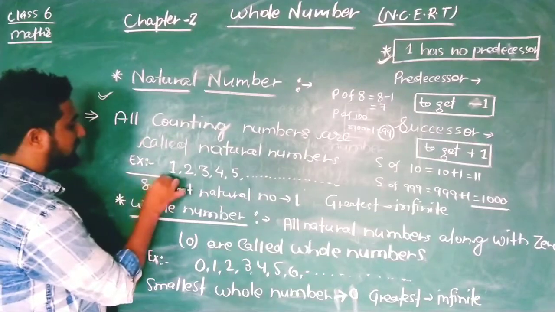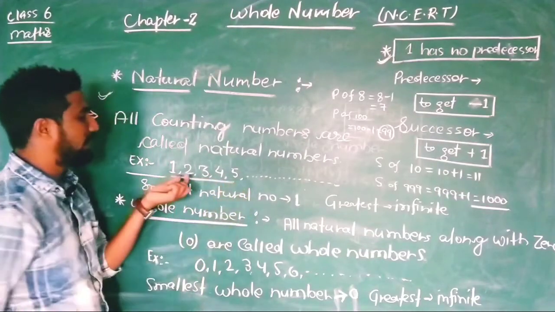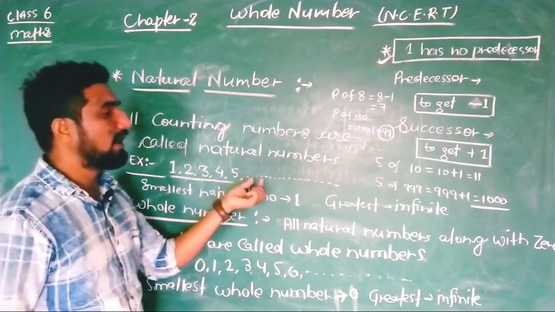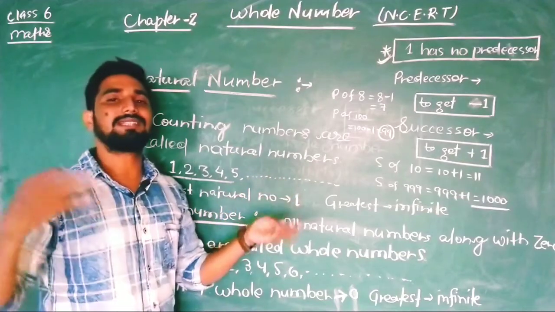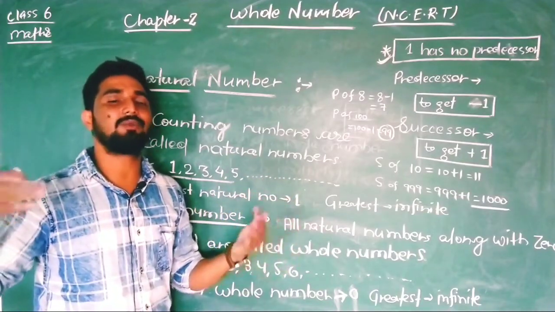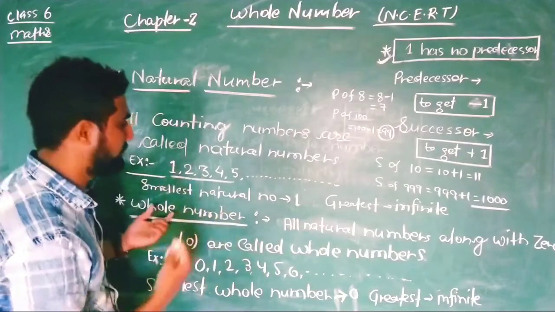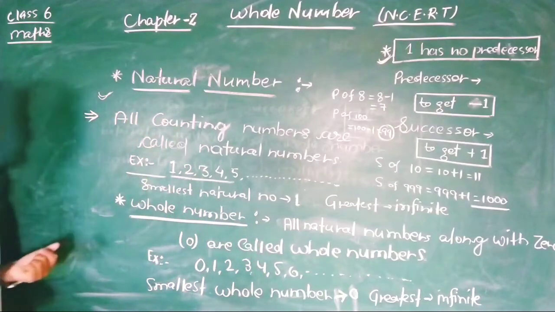For example, you must be getting 1, 2, 3, 4, 5 and so on. It will go on: 6, 7, 8, 9, 10, 1 lakh, 10 lakh, 1 crore, 10 crore, like that it will be going on. So this is called natural numbers.